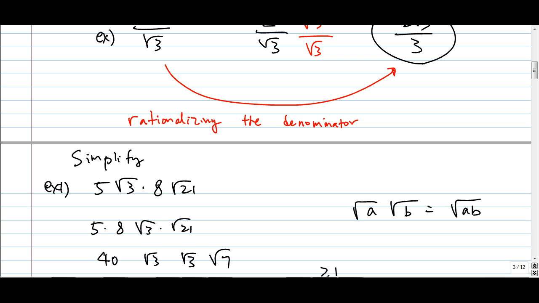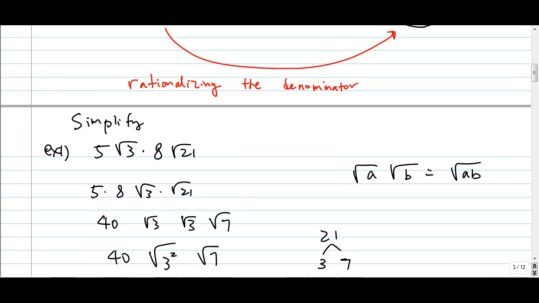So you could rewrite square root of 21 as square root of 3 times square root of 7. Sasha, why? Because then it would be 3 squared. Yeah. Then what is square root of 3 times square root of 3? Square root of 3 squared. Isn't that right? I did a little factor tree for 21.